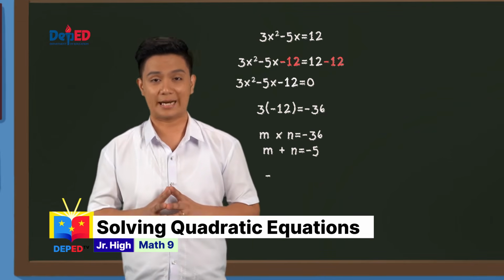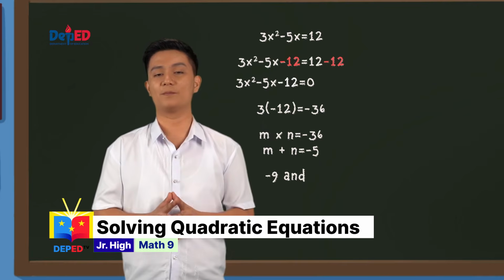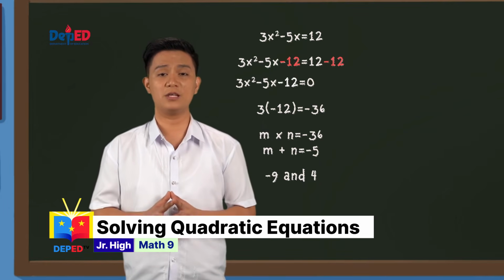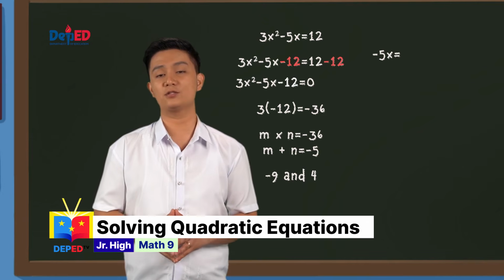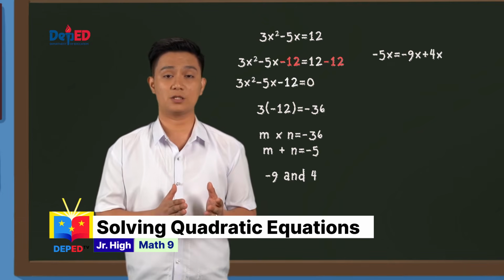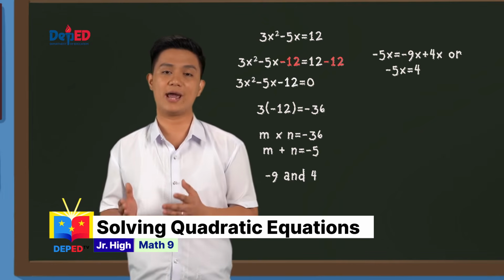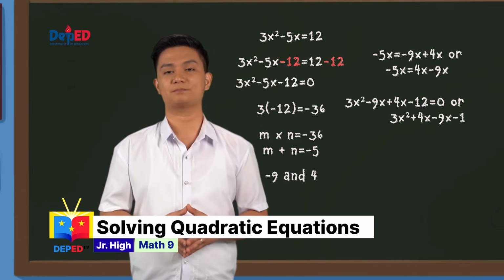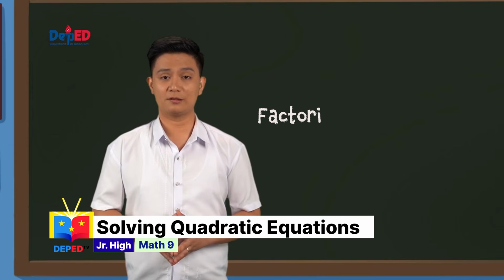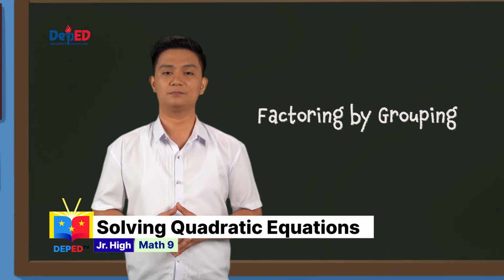They are negative 9 and 4. So we are going to use these numbers to break down the middle term negative 5x into negative 9x plus 4x, or 4x minus 9x. So let's rewrite the trinomial. We will use the factoring by grouping technique.